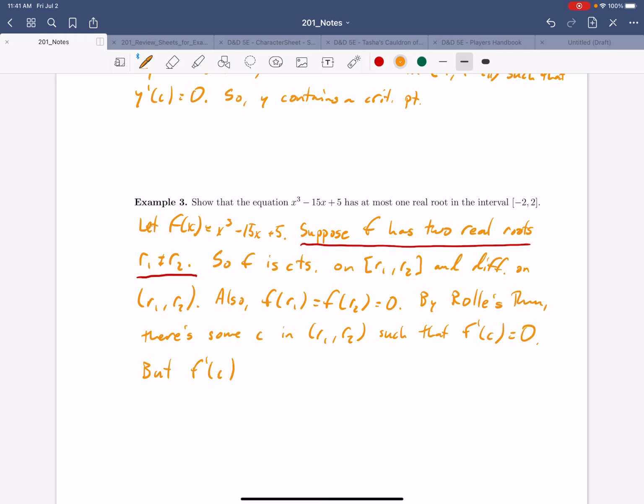Well, f prime of c is 3c squared minus 15, which I guess is 3 times c squared minus 5. And if we want to simplify this a bit further, then we can say that this is 3 times c minus root 5 times c plus root 5. And we're claiming that that equals 0, right?